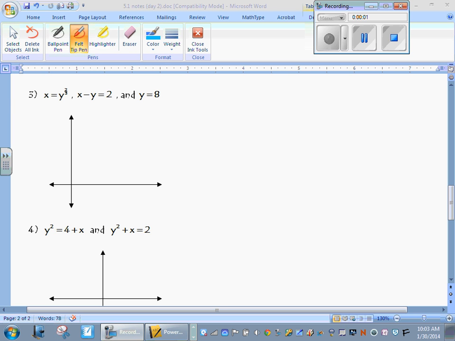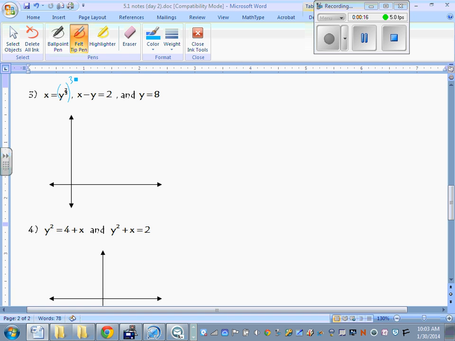Alright, let's take a look at number 3. For this one, x equals y to the 2/3. So in order to graph this, we're going to solve for y. How do we get the y by itself? Raise it to the reciprocal. Raise it to the 3/2 on both sides.